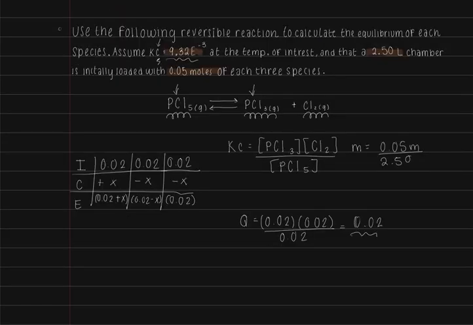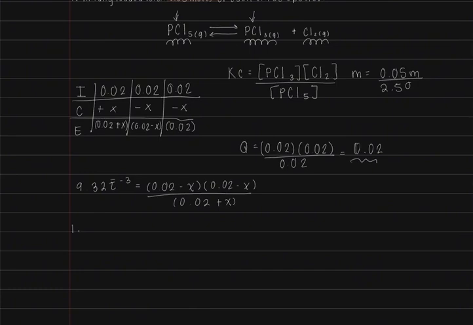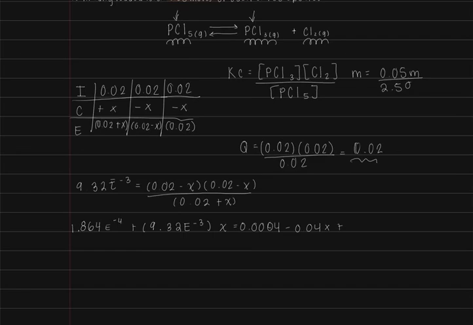Now putting it all together, you have 9.32 e to the negative 3 is equal to 0.02 minus x times 0.02 minus x all over 0.02 plus x. So doing algebra, we're going to get 1.864 e to the negative 4 plus 9.32 e to the negative 3 x, which equals 0.0004 minus 0.04x plus x squared.